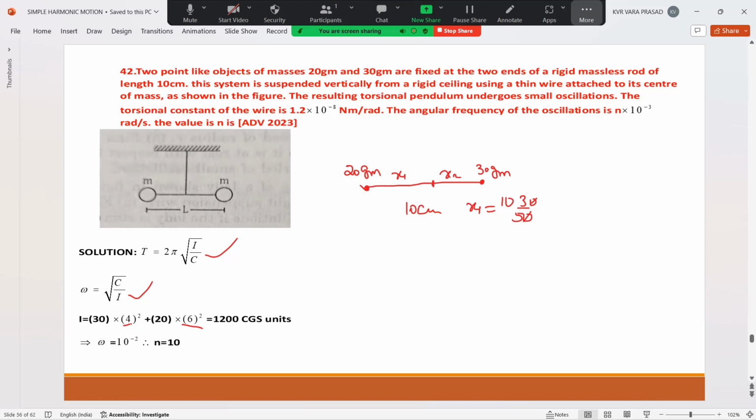So m1 x1 square plus m2 x2 square, that is the I value. And once we get the I value, now substitute the value of I in this one, and the C value is given. Then we get n directly, right? The n value, how much? It is 10. Okay. So it is a very direct and simple question. And 2023. Right? See the next problem.